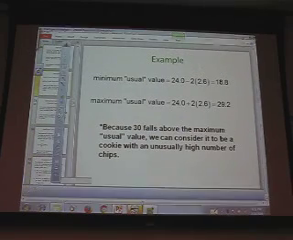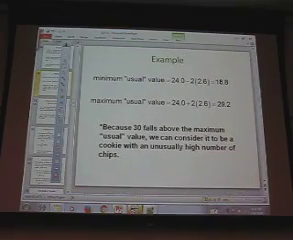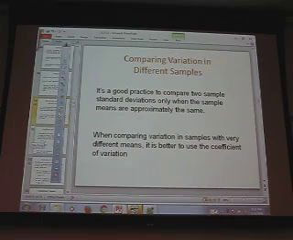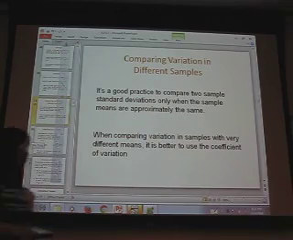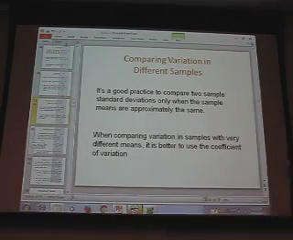Here it is prettier. Comparing variation in different samples. Rob, go ahead. It's a good practice to compare 2 sample standard deviations only when the sample means are approximately the same. When comparing variation in samples with very different means, it is better to use the coefficient of variation.